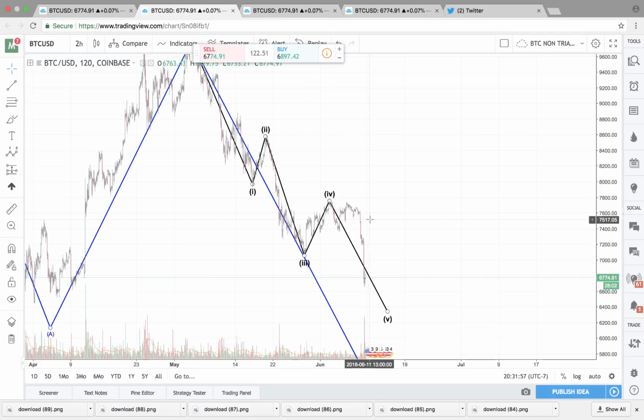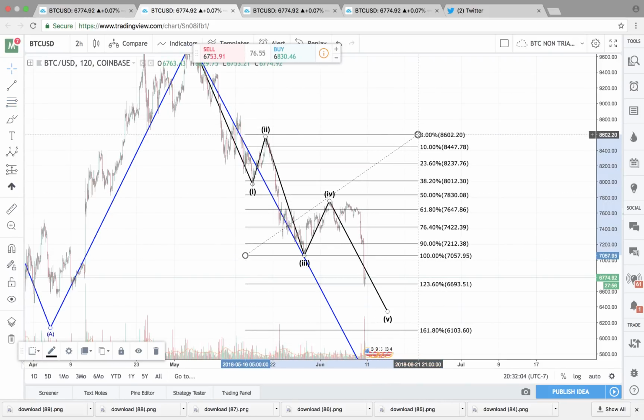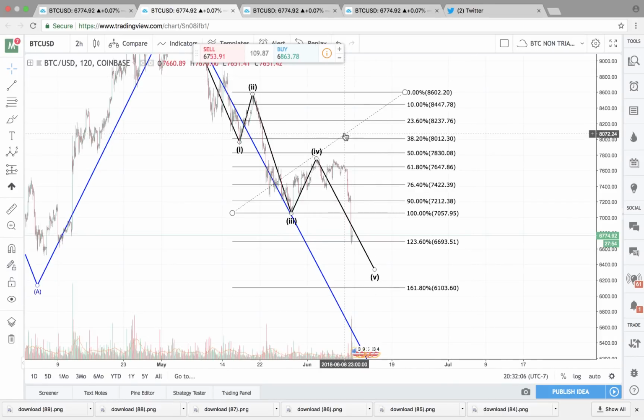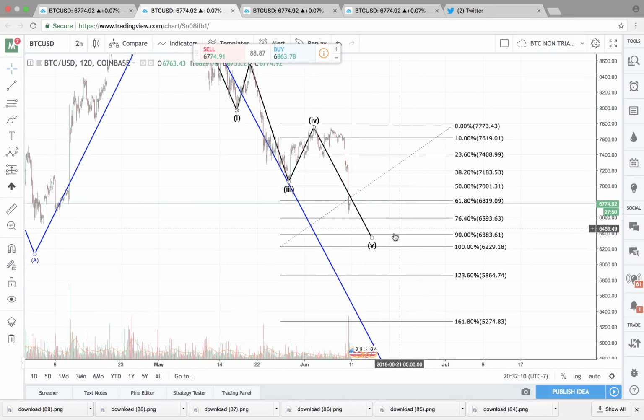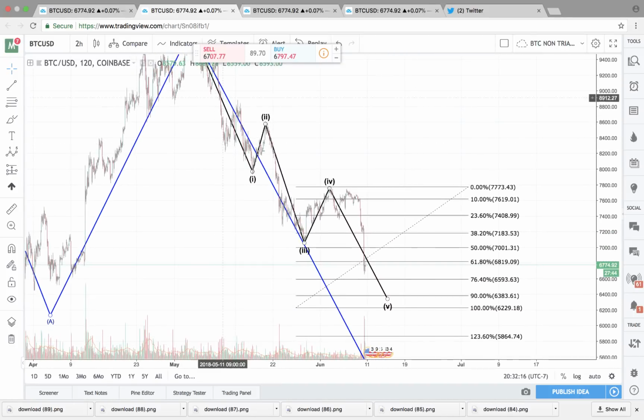So if this fifth wave has to be shorter than the third wave, let's take the measurement of this third wave here to see what the lowest we can go on this drop is. And according to this, the lowest we could go is $6,250 for this drop. Now, that's assuming this is a 5-wave impulse.